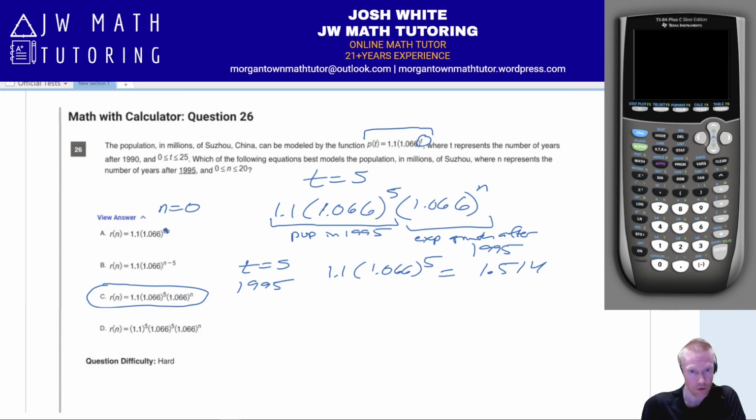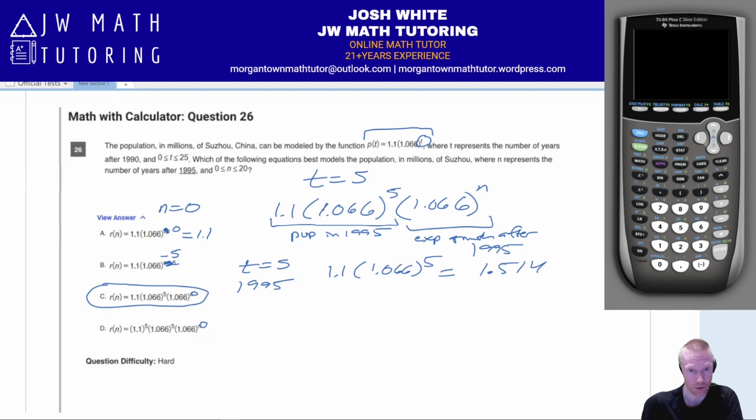So like this whole thing, 5 times 0 is just going to be 0. This is just going to be negative 5. This is going to be to the 0, and then this is also going to be to the 0. So notice for the first one, it's just going to come out to be 1.1 because the 1.066 to the 0 is just 1. So that's obviously wrong.